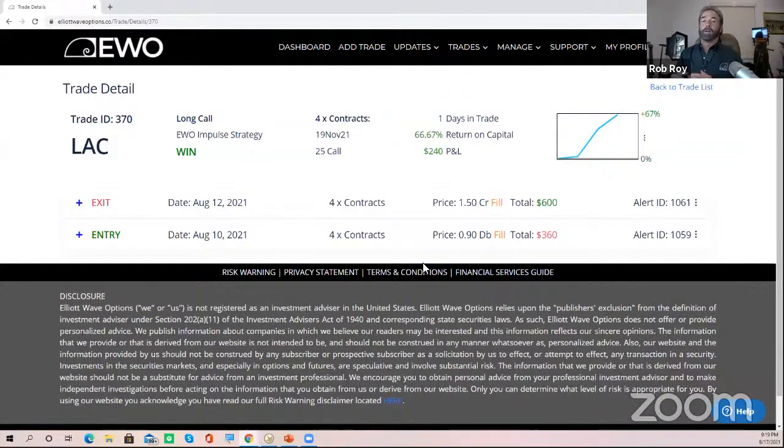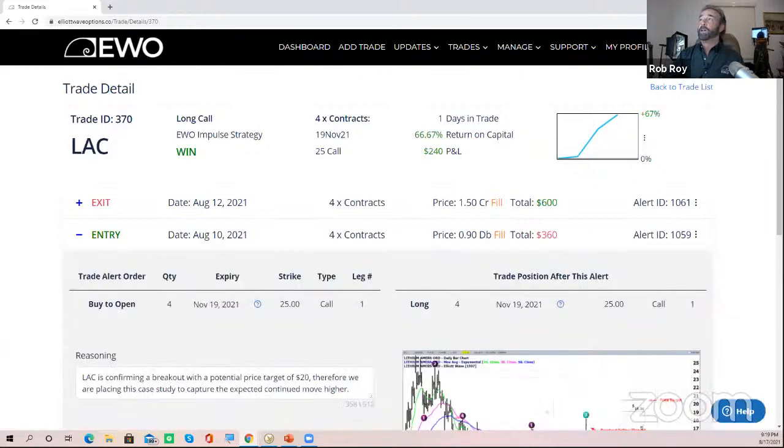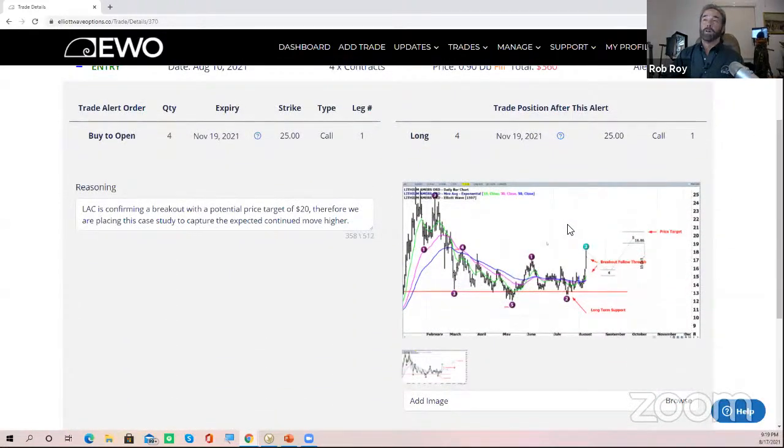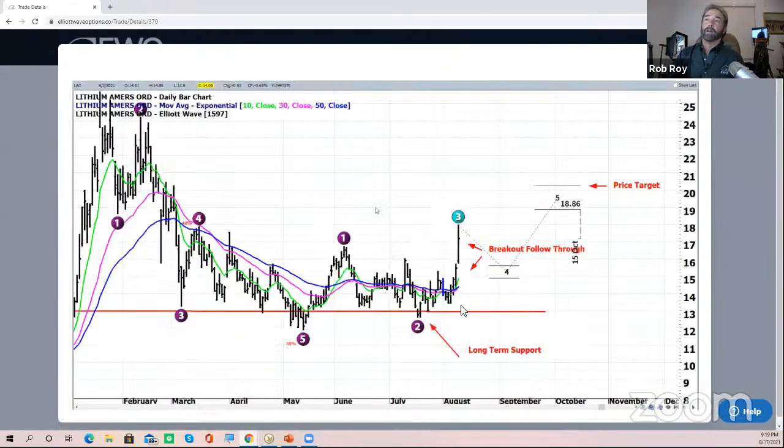Every one of our alerts that comes out has a page like this that gives all the pertinent details of it, including the entry, what the position is, and you can see that we have a chart. What are we looking at? Why are we interested in this? And we had a breakout day here on LAC with follow through.